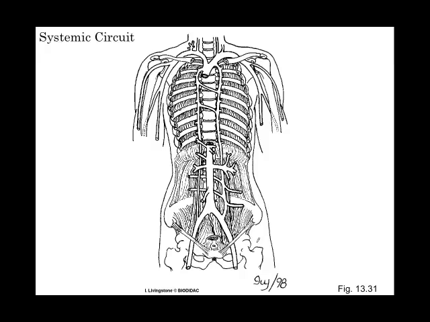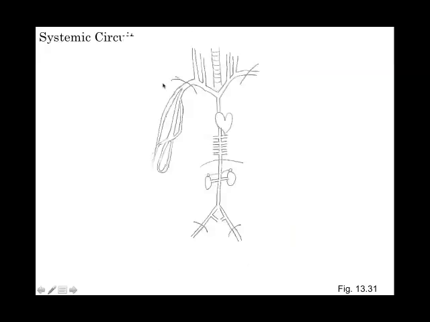I'm going to actually work with another one, but you can see down here, here's the greater trochanter of the femur. You can see the inferior vena cava here, superior vena cava up here, and then the veins of the arms. So why don't we go ahead and take a look at this diagram and kind of walk through it bit by bit.